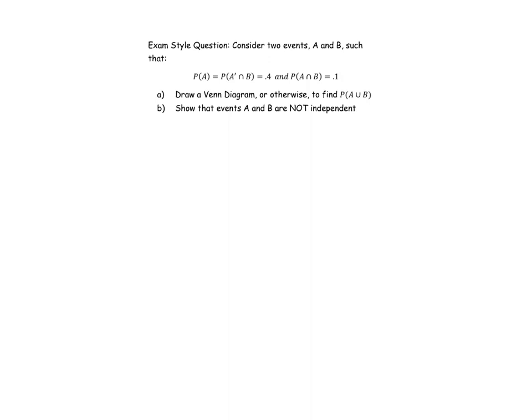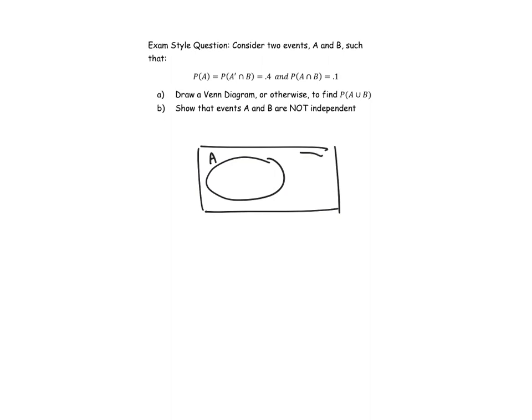All right, exam style question here. Consider two events A and B such that the probability of A is equal to the probability of not A and B, which is equal to 0.4, and the probability of A and B is 0.1. So let's draw a Venn diagram and determine the probability of A or B. Here's event A. Here's event B. I've got the probability of A and B. Let's highlight it. It's 0.1.